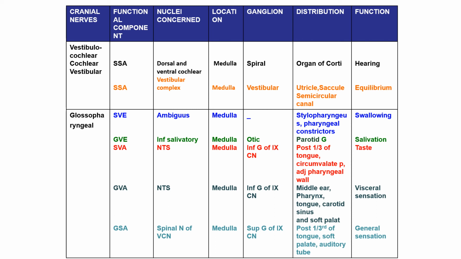The last component of this cranial nerve is the general somatic afferent column. The nucleus concerned is the spinal nucleus of the trigeminal nerve, which is located in the medulla. The ganglion concerned is the superior ganglion of the glossopharyngeal nerve. Fibers are distributed to the posterior 1/3 of the tongue, the soft palate and the auditory tube, carrying the general sensation from these regions.